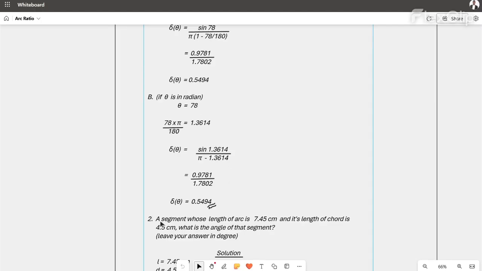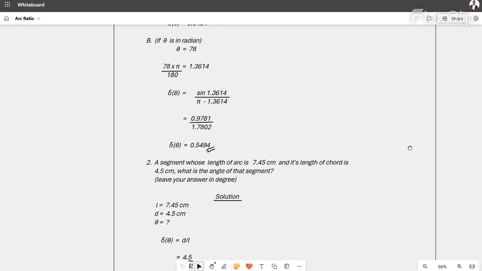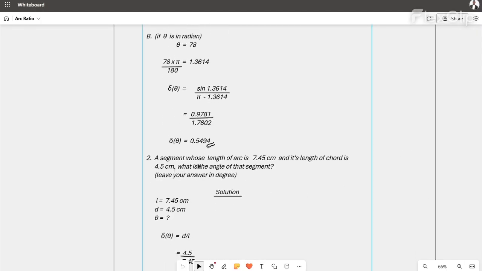Okay, now let's look at example 2. Example 2 says a segment whose arc length is 7.45 centimeter and its length of chord is 4.5 centimeter. What is the angle of that segment? It said leave your answer in degree. Now we're getting to the interesting part of this function here.